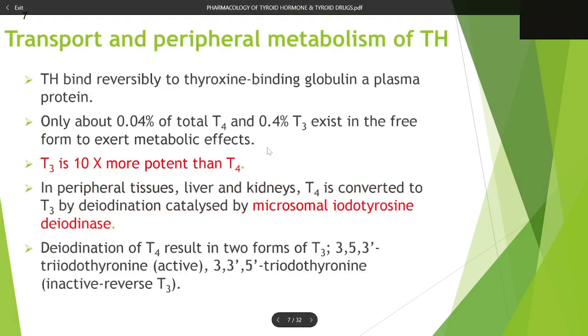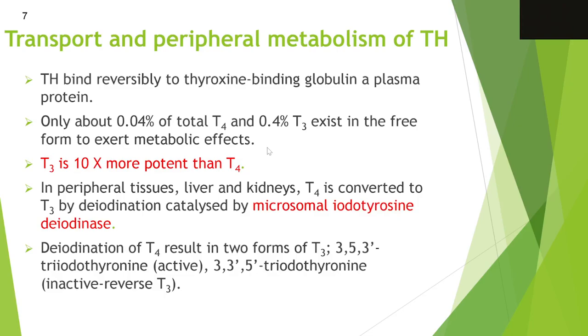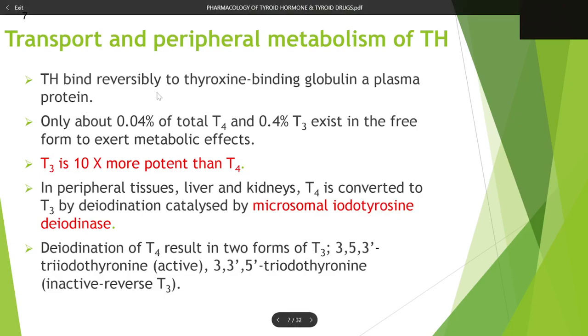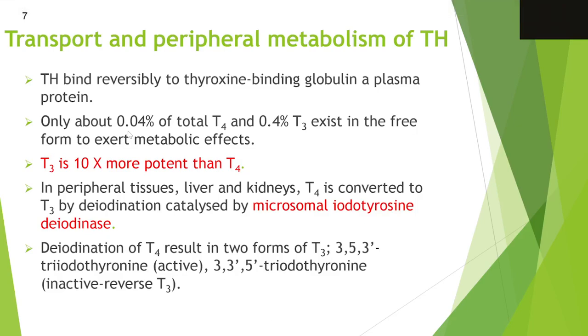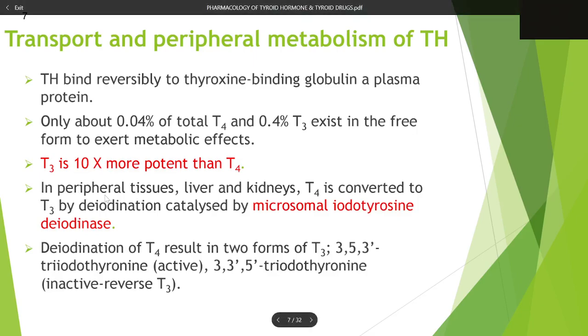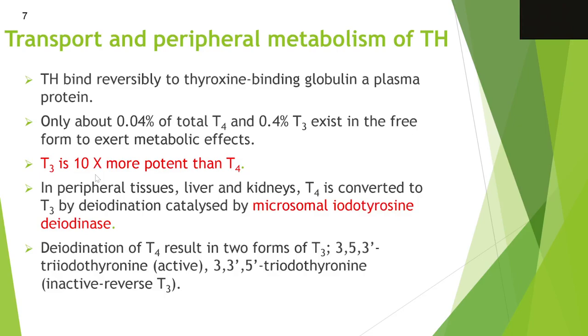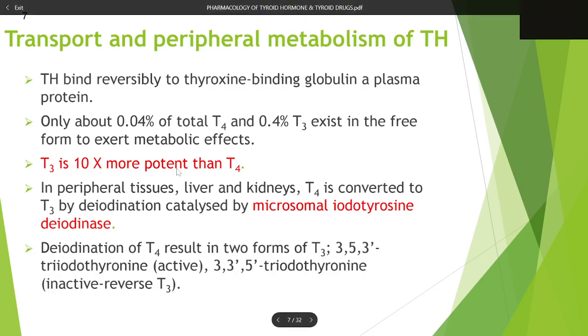Now, the transport and peripheral metabolism of thyroid hormone. Thyroid hormone binds reversibly to thyroid binding globulin, which is a plasma transport protein. Only about 0.04% of the total T4 and 0.4% of T3 exists in the free form to exert metabolic effect. Now, T3 is 10 times more potent than T4. So note that T3 is more effective, more active compared to T4.